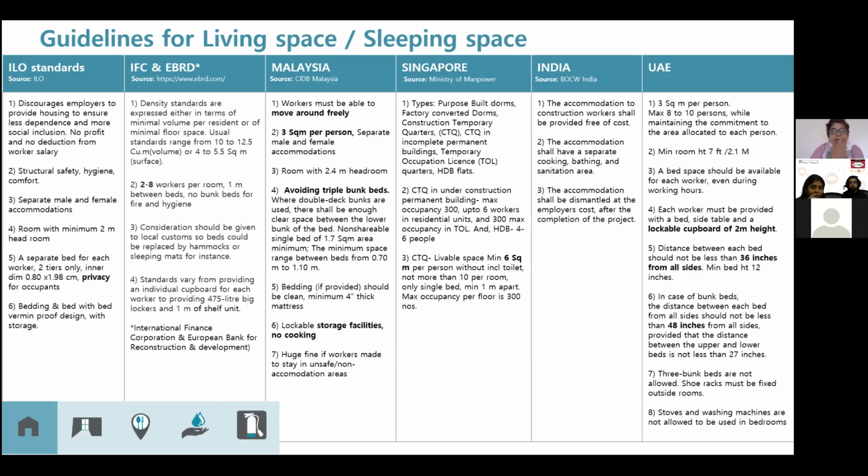In Malaysia, interestingly, we will go through a case study in detail: a little bit of history, what it was, what it is currently. In 2018, they brought in laws. The government has brought in a very beautiful document. A summary of this is 3 square meters per person. Malaysia has referred to UAE a lot, avoiding triple bunk beds, with 2.4 meter headroom. They have mentioned bedding, if provided, should have even a 4-inch thick mattress and should be cleaned regularly. They have just mentioned there should be a storage facility.